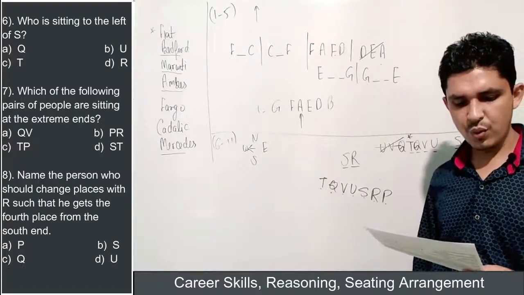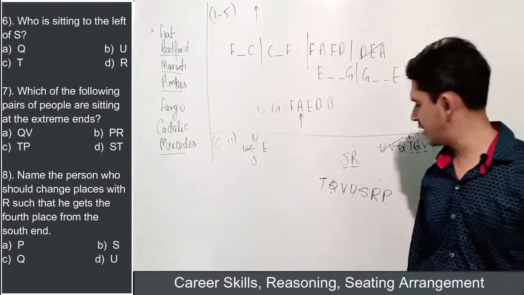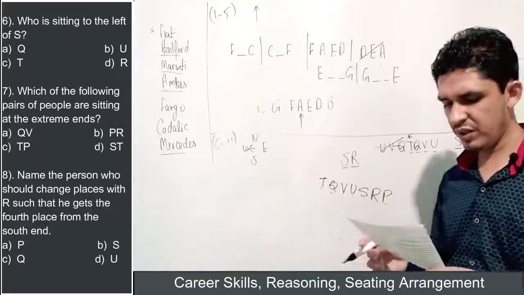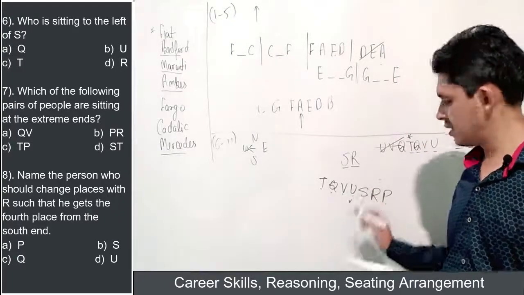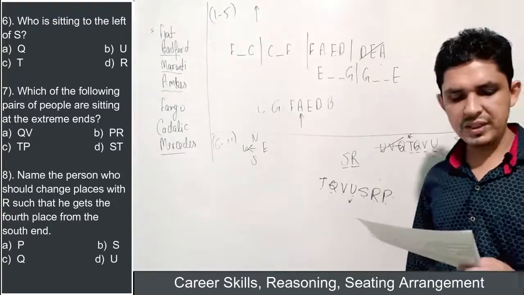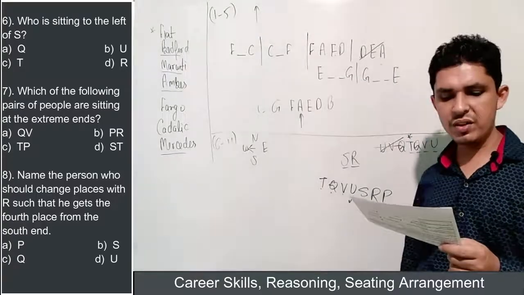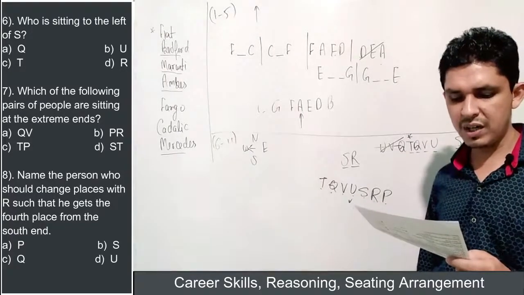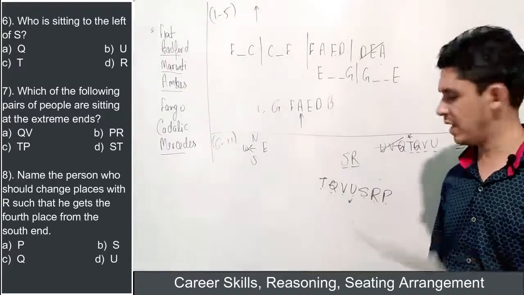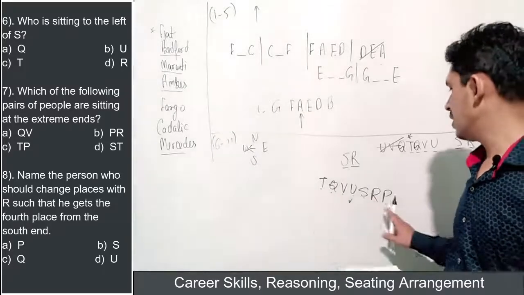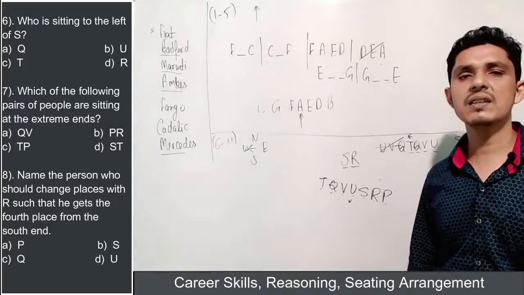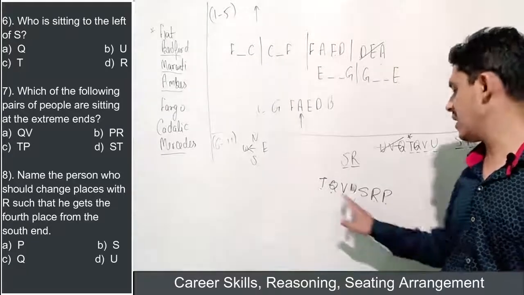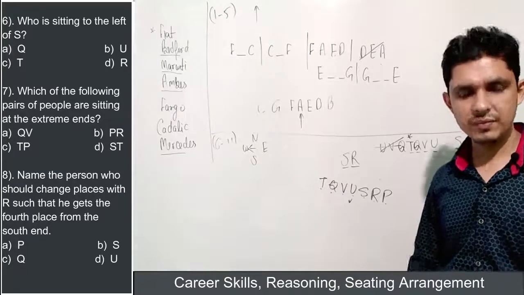Question number 6, who is sitting to the left of S? If we check, left of S will be U. So this is correct. Question number 7, which of the following pair of people are sitting at the extreme end? If we check the extreme ends, the people sitting there are T and P, right?